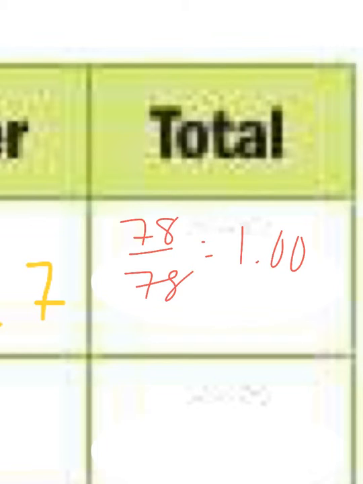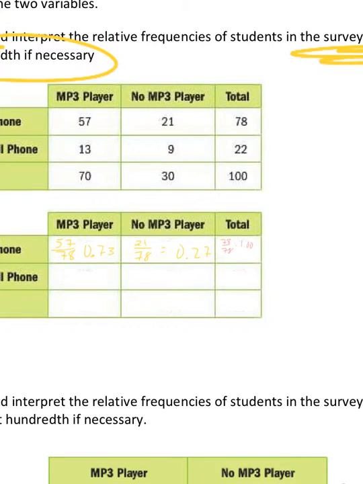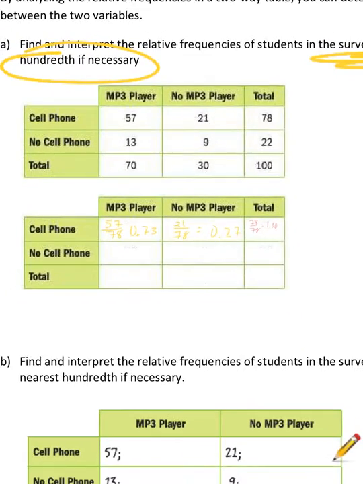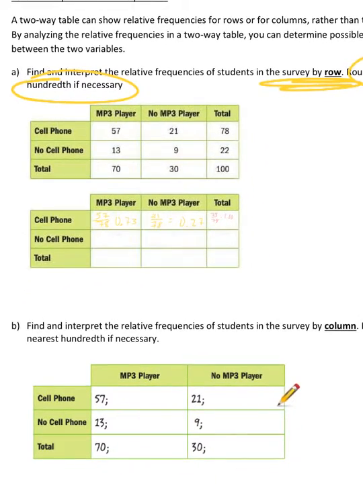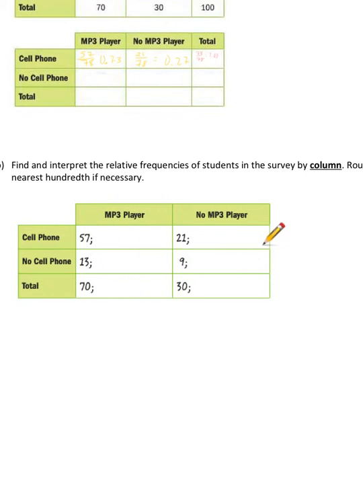Again, on the state exam, some people lost points for that. Nearest hundredth, I need 2 places there. I am hoping that you can finish letter A on your own. Same thing, for no cell phone, we're going to use 13 divided by 22 because we're using row frequencies. In letter B, you're going to do column frequencies.